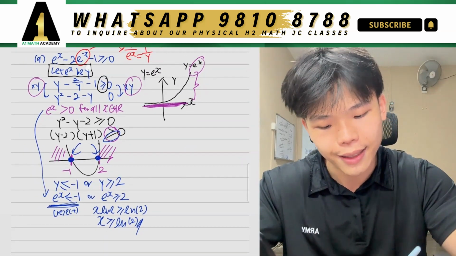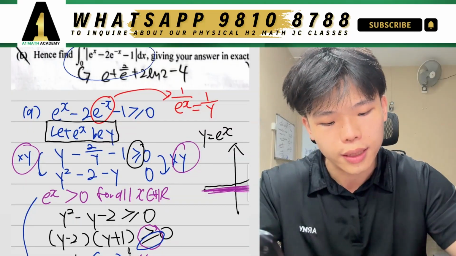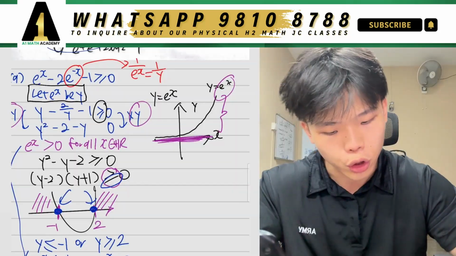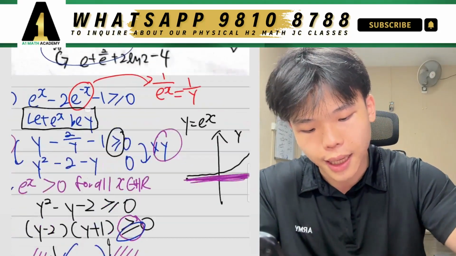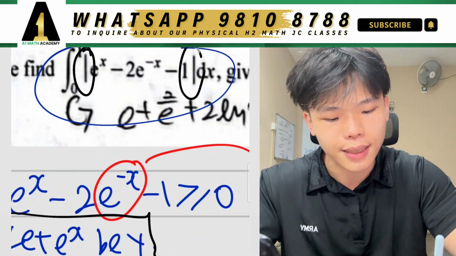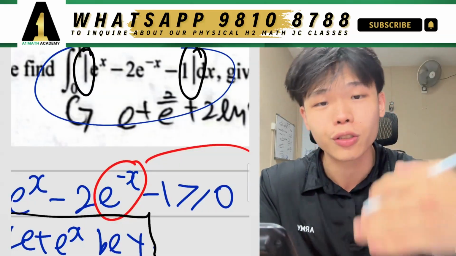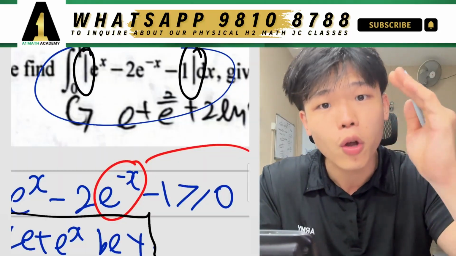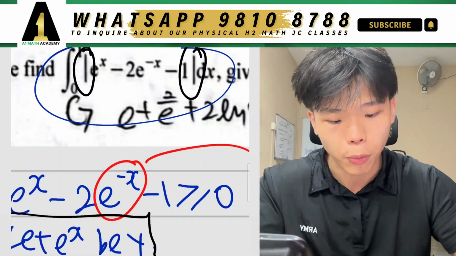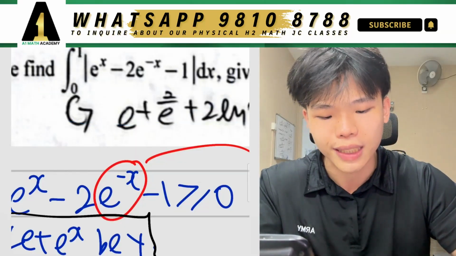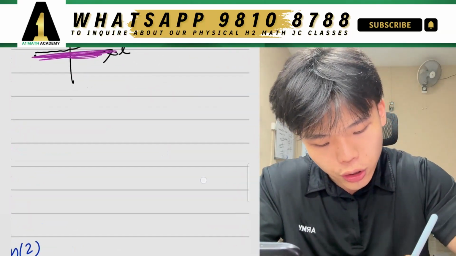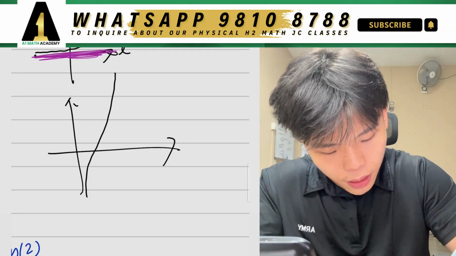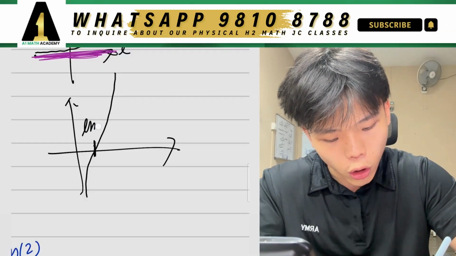Now for part B, they say hence, find the solution to this, giving your answer in exact form. When we sketch this graph out using our GC, since there's a modulus sign, what a modulus sign basically entails is that some portions of the graph will be negative, some portions will be positive, and it is up to us to figure out which is which. The best way to do this would be to sketch on your GC. If you sketch it, you'll realize that the graph looks something like this, whereby over here, this is ln 2.